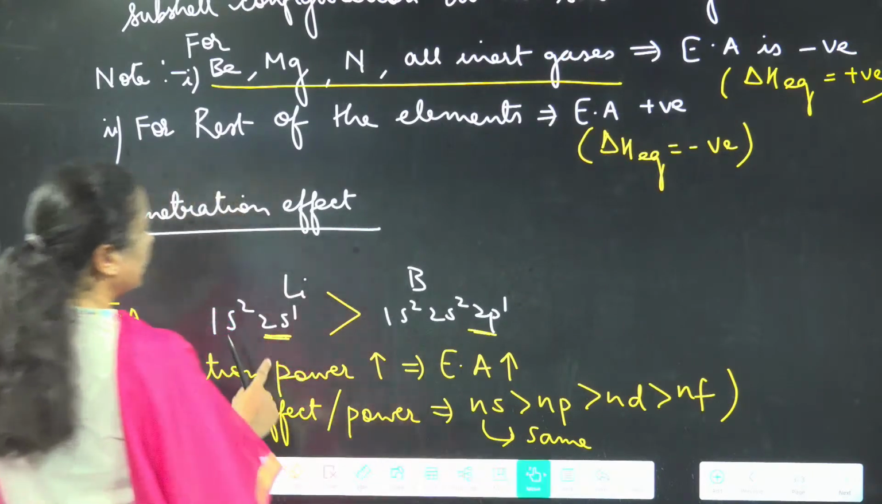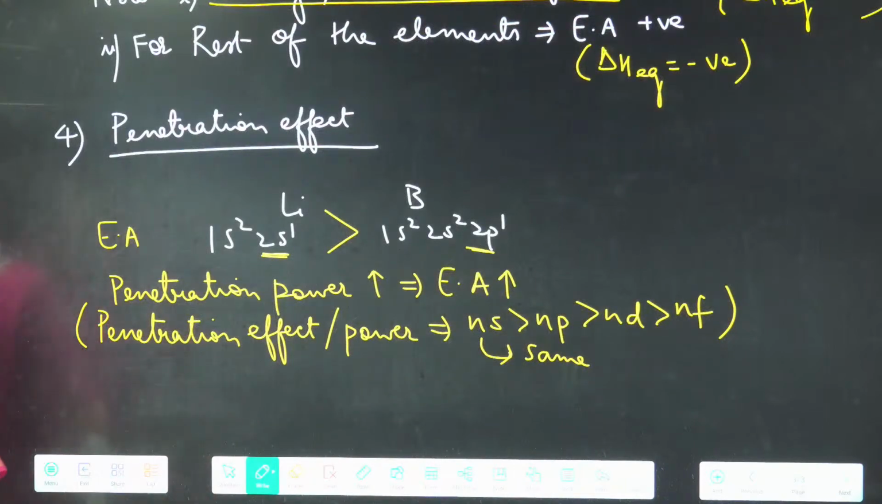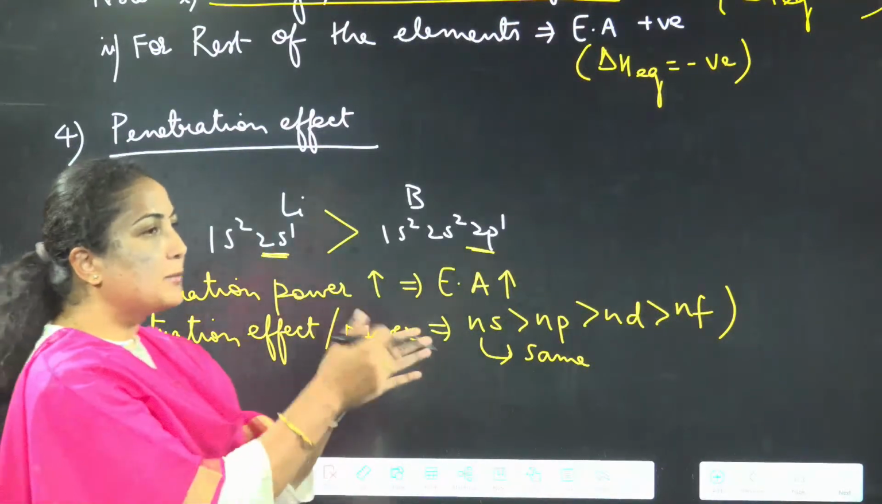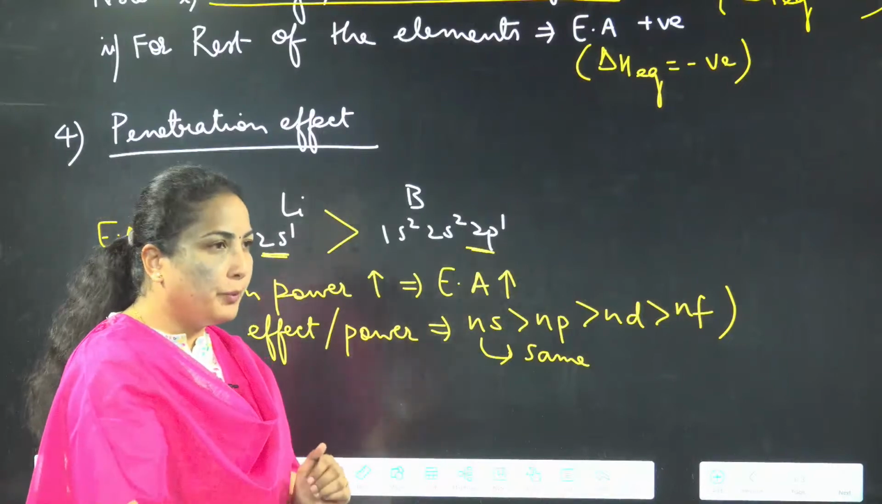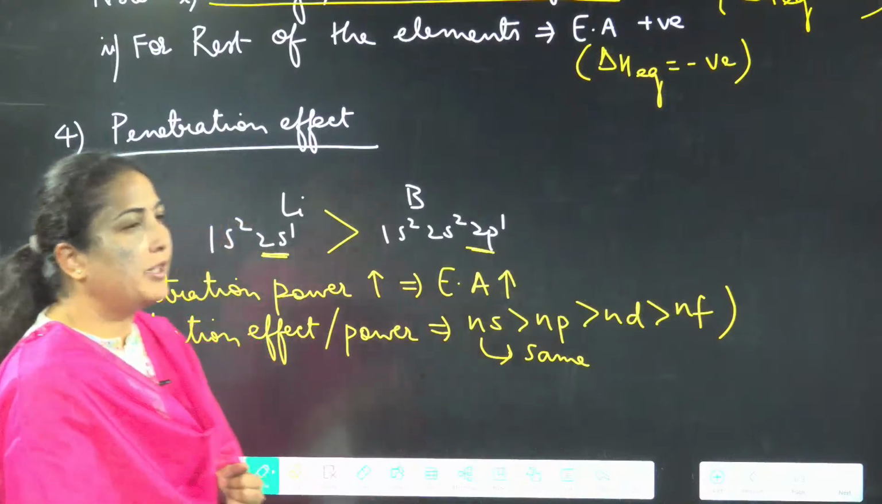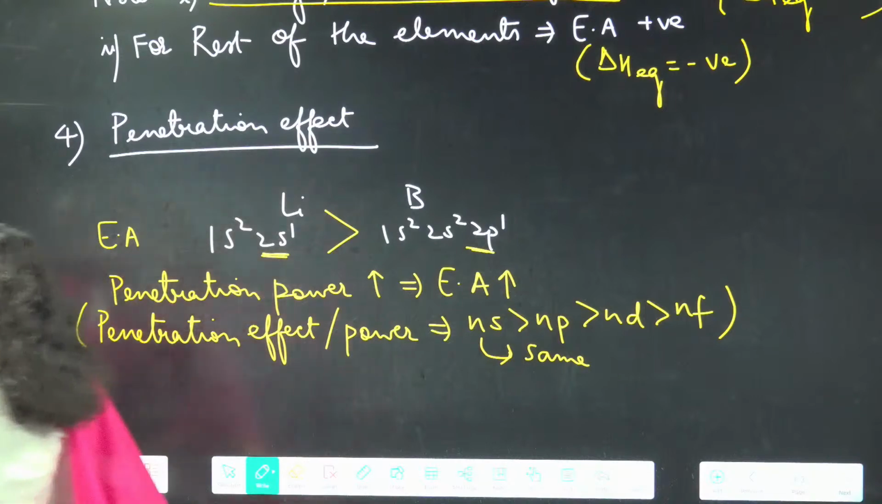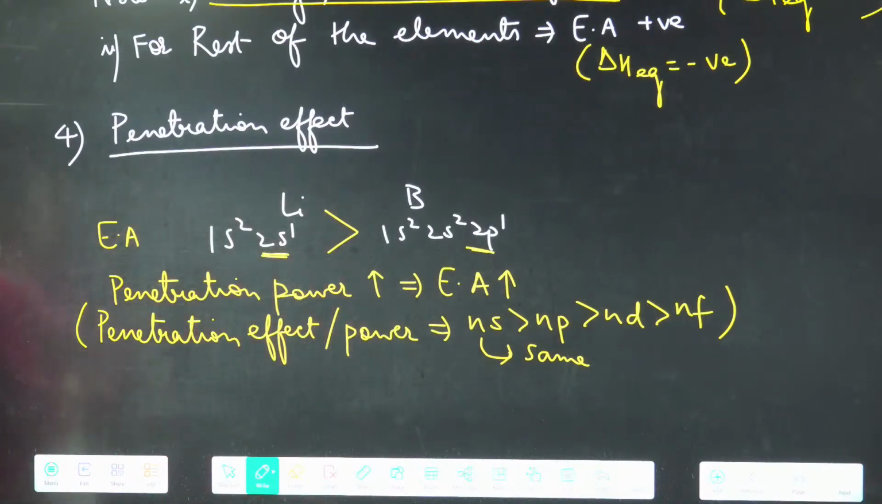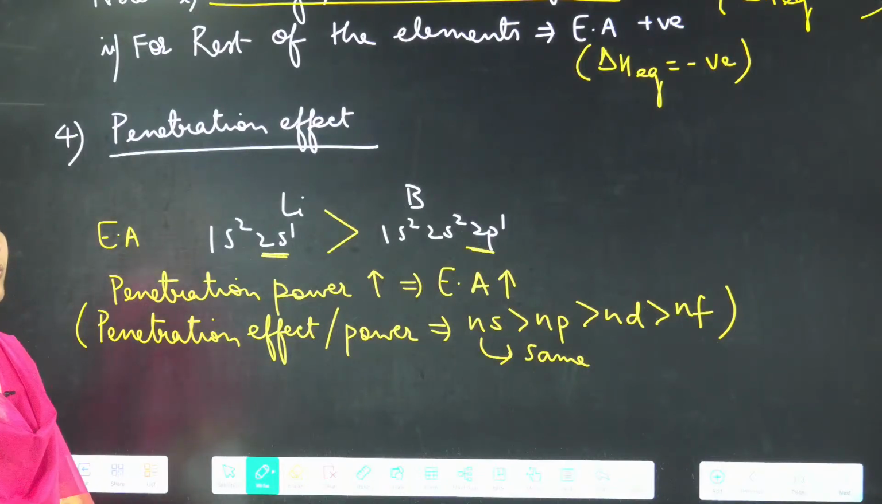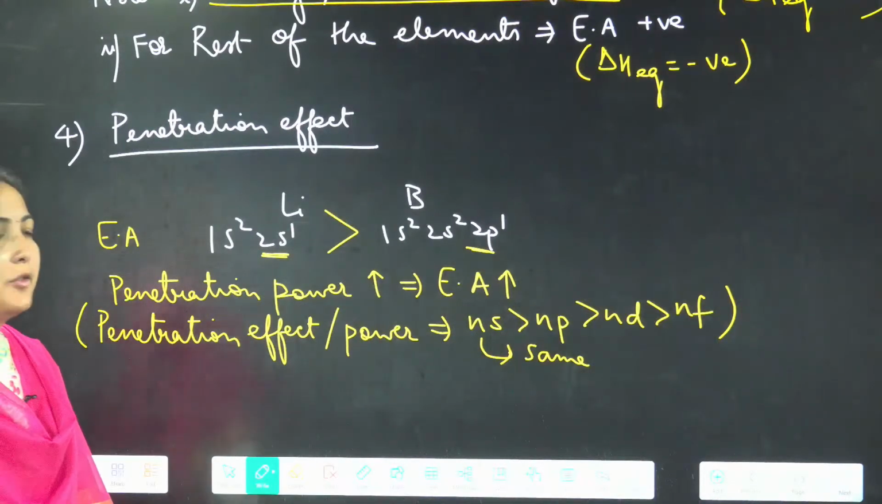So if the penetration power increases, then it becomes easier for that particular species to accept the electron, because 2s is more nearer to nucleus as compared to 2p. So where more nuclear force of attraction can be felt? On 2s as compared to 2p. Yes, hopefully people have written this. Quickly write it. Let me proceed further now.